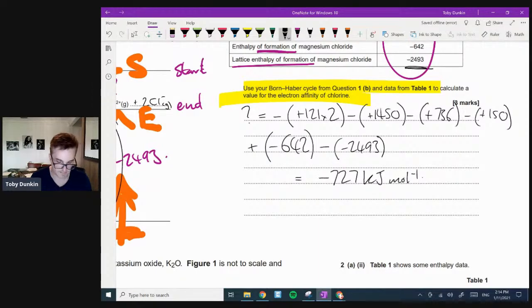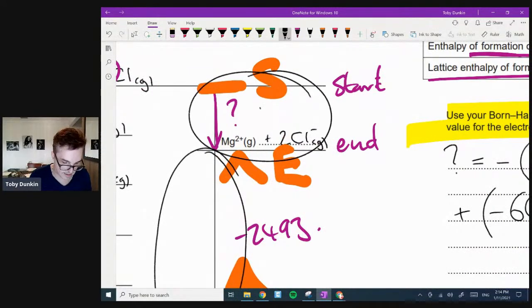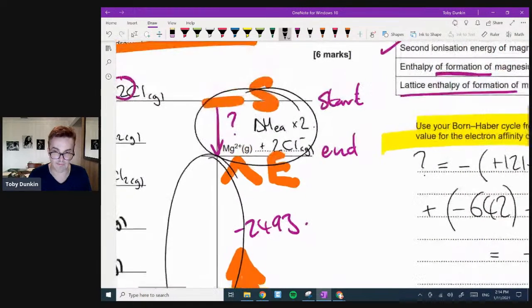Now, I've made a mistake, and it's deliberate, because it's the realization that this here is the delta H of electron affinity times by 2. And they've done this on purpose.